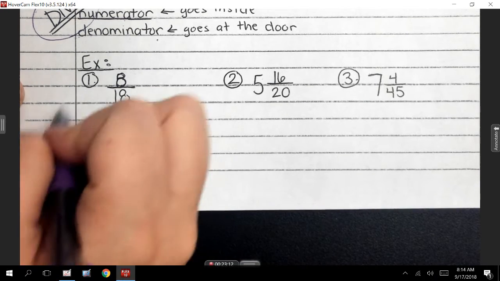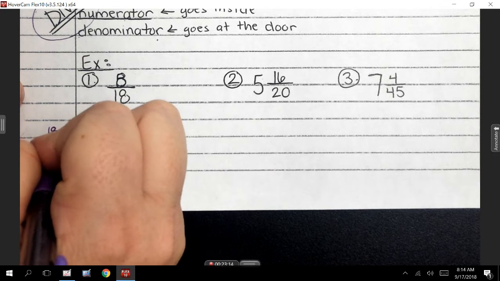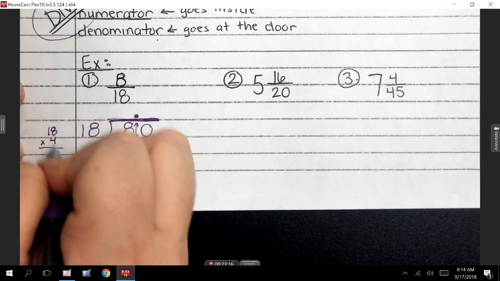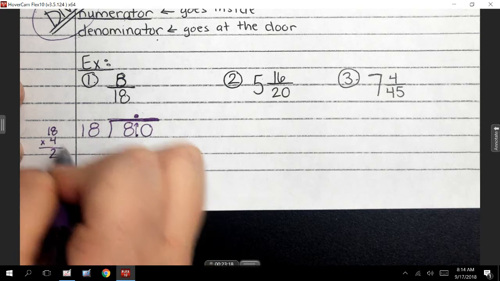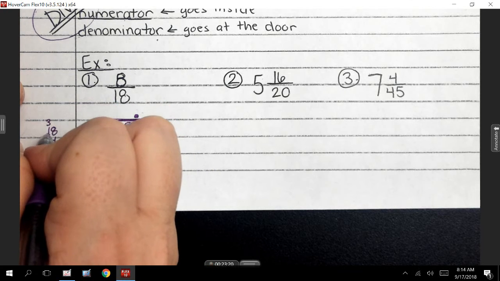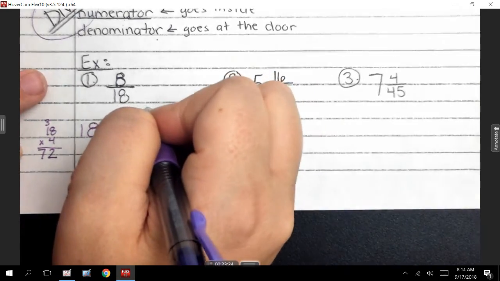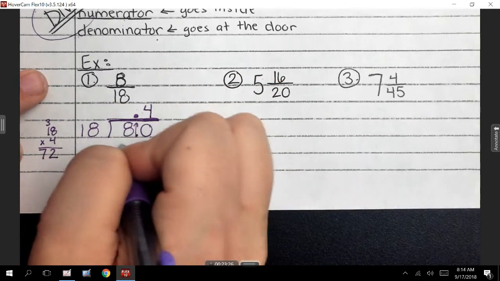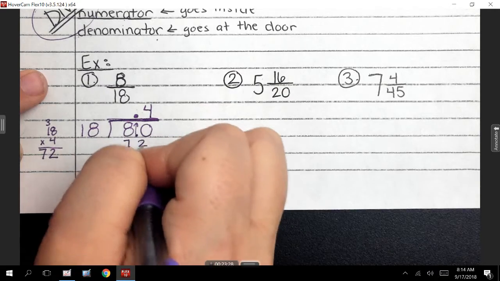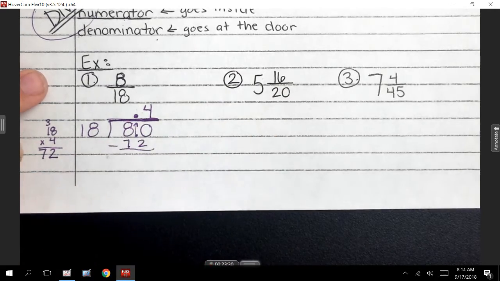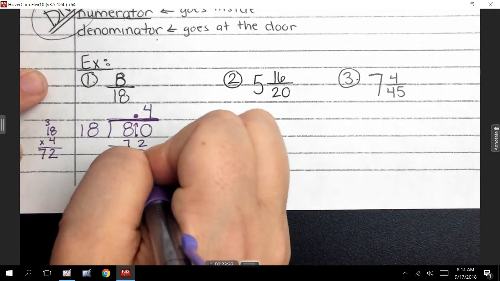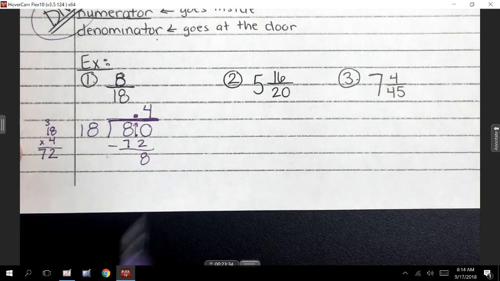before I write it on top, since I'm using a pen, I like to double check. So 18 times 4. 4 times 8 is 32. Carry my 3. 4 times 1 is 4. Plus 3 is 7. 72 looks pretty close to me, so I'm going to put my 4 up here. 4 times 18 was 72. And when I subtract, 80 minus 72 is 8. All right. Is 8 smaller? Yes.